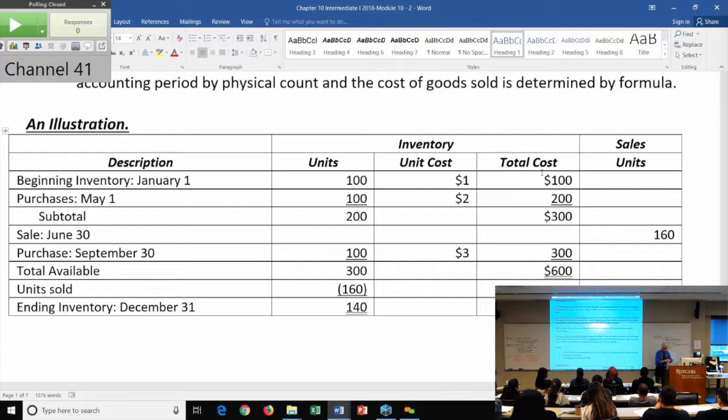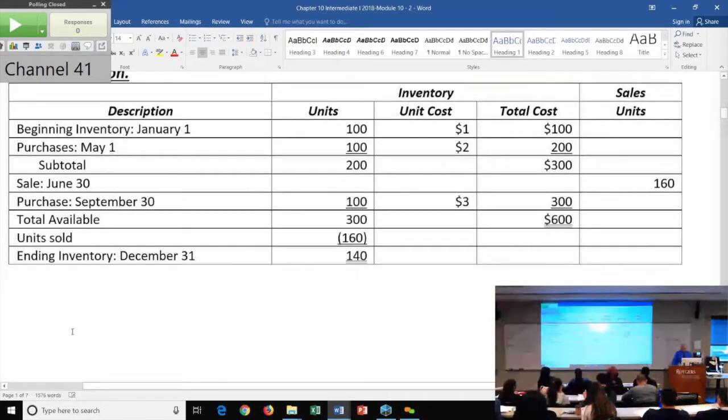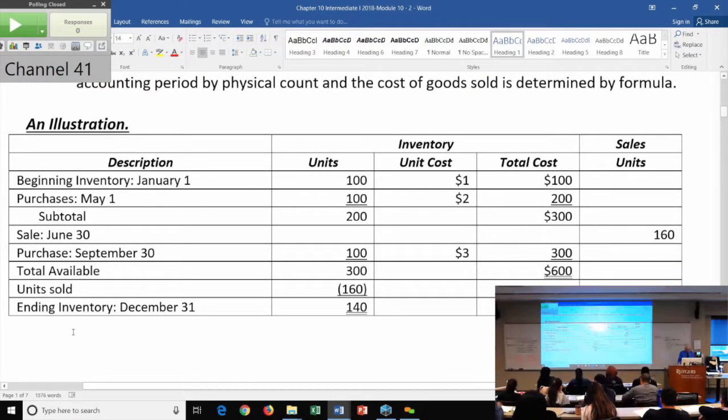All right, so let's go into Module 2, and I'm going to use this as a guide. I'm going to come back to this because I want to use the same example. If you look on the very first page of Module 2, here's our illustration. We're going to do both periodic and perpetual. We're going to review periodic, but our focus will be on perpetual.